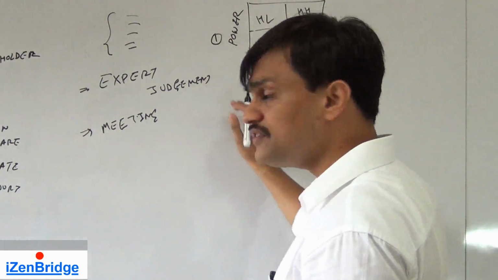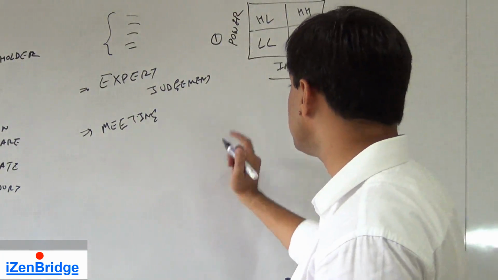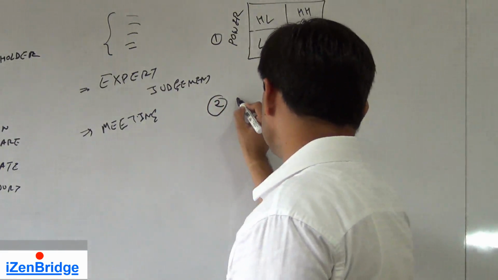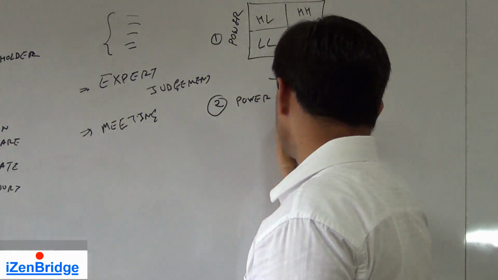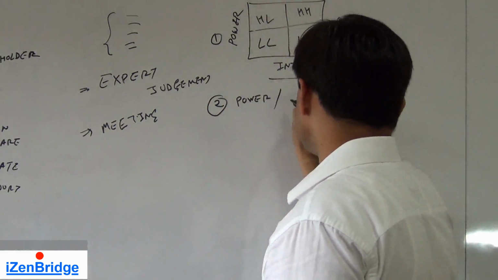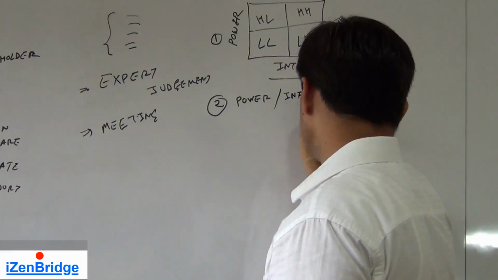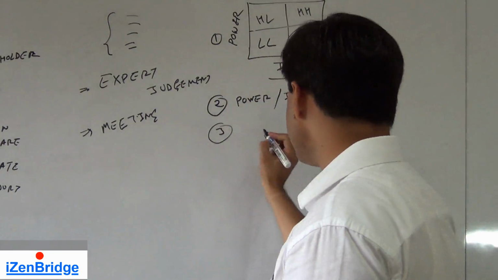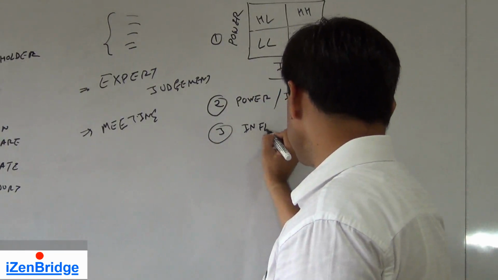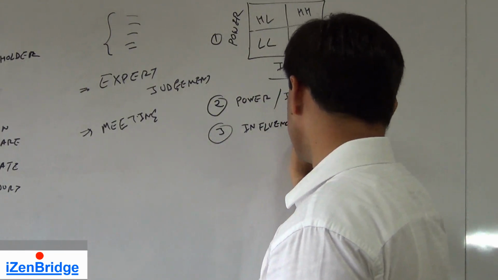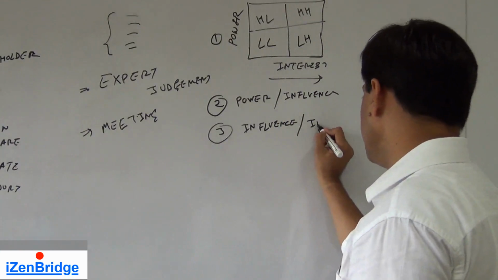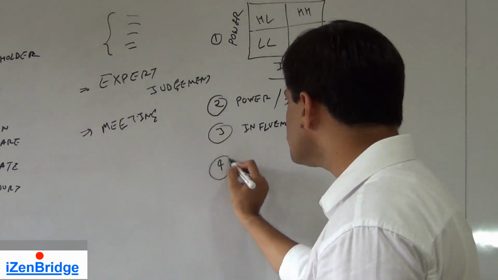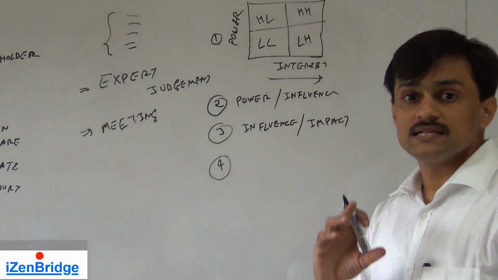There could be other classification processes or strategies as well. You can classify using power and influence. So the second possible categorization or analysis process could be power and influence. The third could be influence and impact. You can try to categorize stakeholders on the basis of the influence and impact they make on the project. There is a fourth technique which was also discussed in PMBOK, called the salience model.